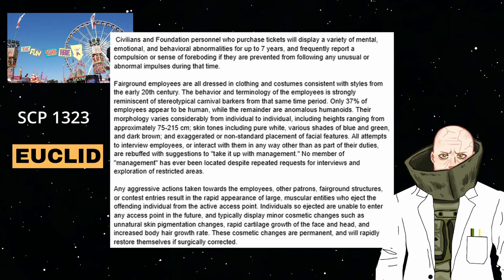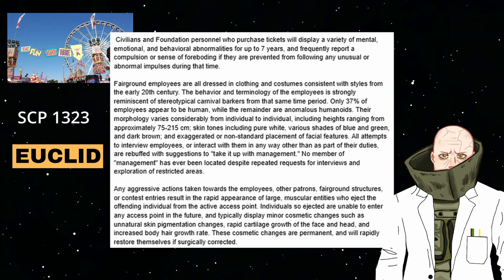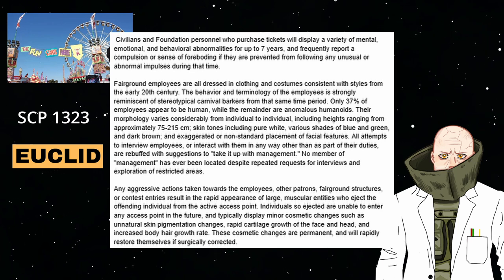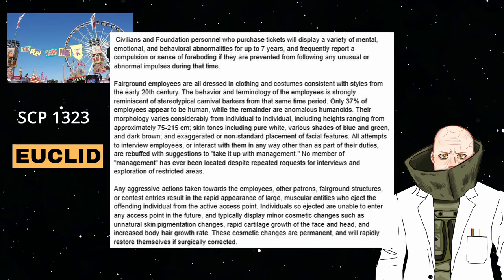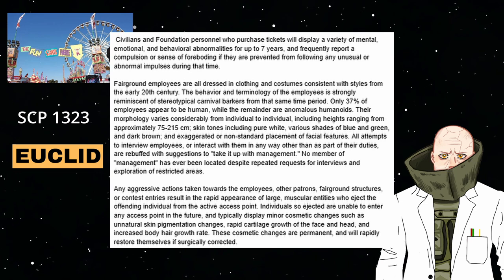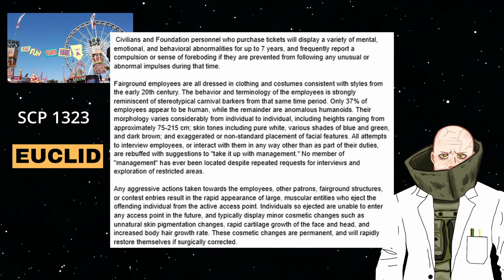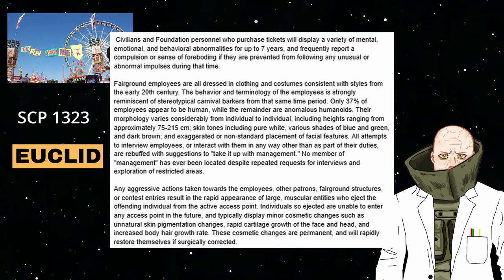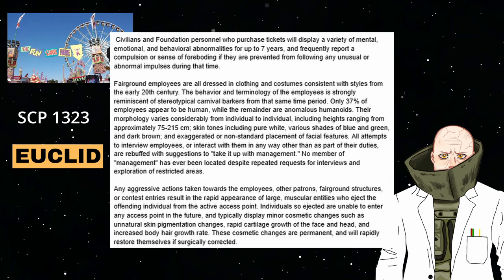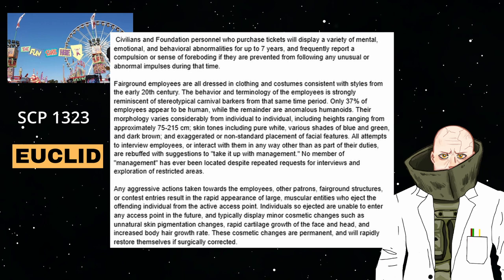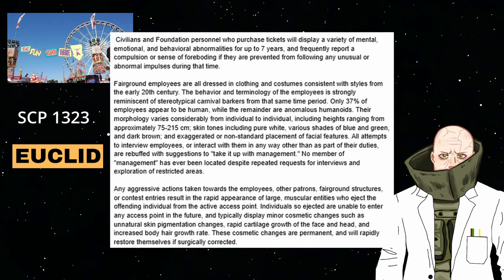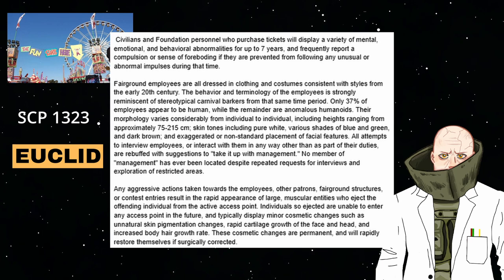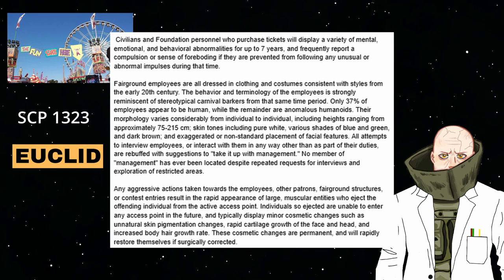Fairground employees are all dressed in clothing and costumes consistent with styles from the early 20th century. The behaviour and terminology of these employees is strongly reminiscent of stereotypical carnival barkers from the same time period. Only 37% of employees appear to be human, while the remainder are anomalous humanoids. Their morphology varies considerably from individual to individual, including heights ranging from approximately 75 to 215 centimeters, skin tones including pure white, various shades of blue and green and dark brown, and exaggerated or non-standard placement of facial features.